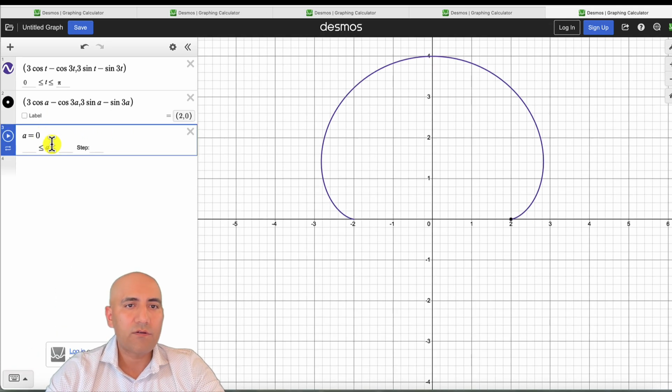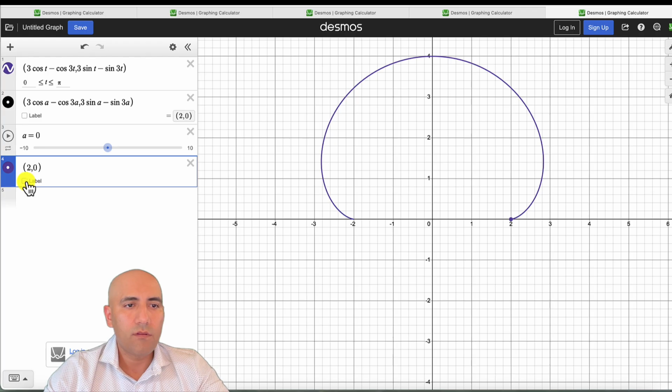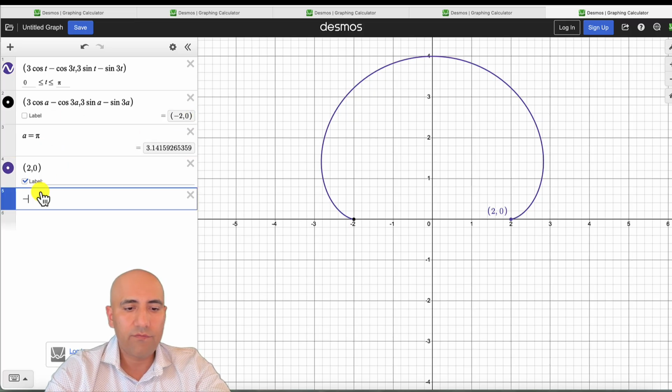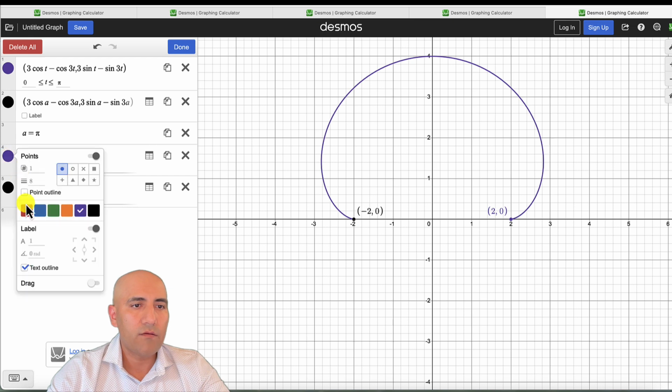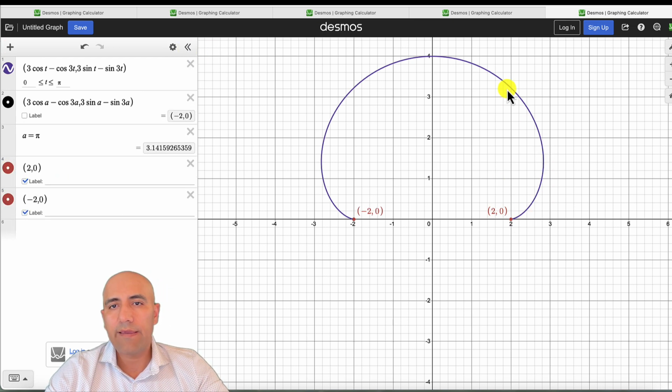And when a equals 0, we get the point 2 comma 0, which is this one here. Let me type that out. This is the point 2 comma 0. Label it right there. And when a equals pi, we get the point negative 2 comma 0. Label it, and let's change the color. Let's make them red dots at the end. There we go. Okay, so we want the length of this purple curve from this point to this point.